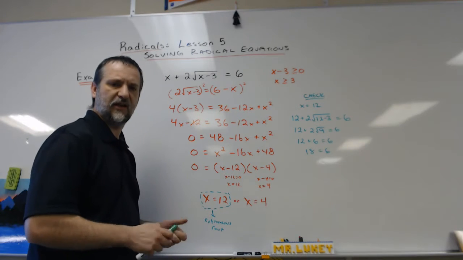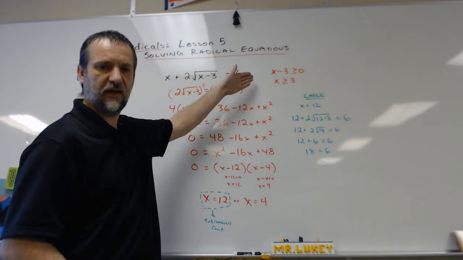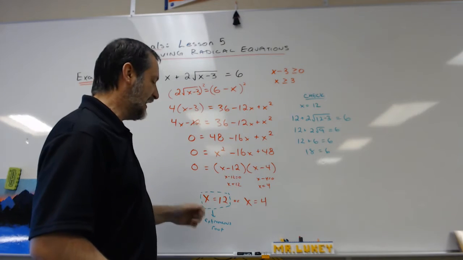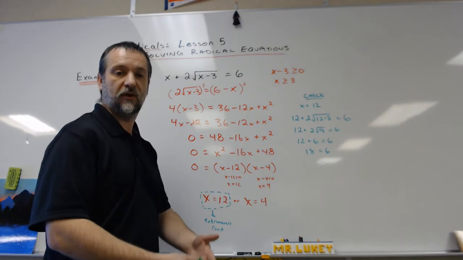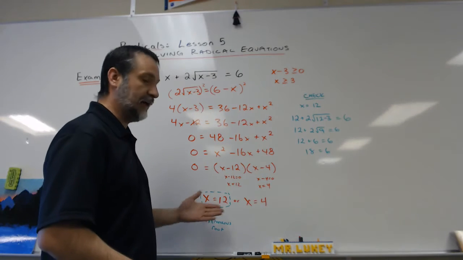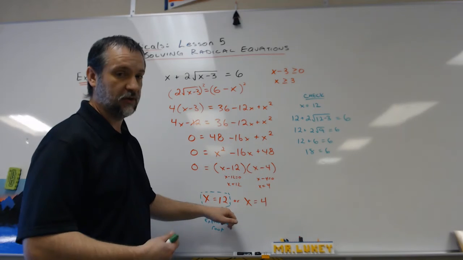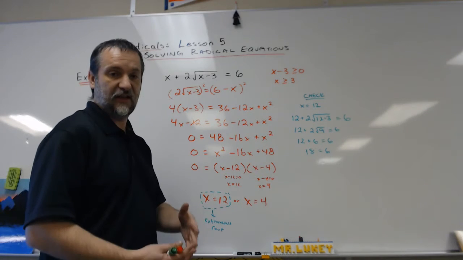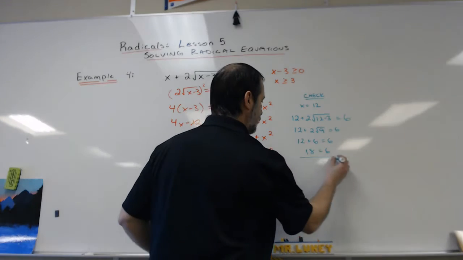And I guess one thing I could have done as well, because I did the restrictions, I should have checked that first thing, right? X is greater than or equal to 3. I got the two possible answers of 12 and 4, which are both greater than 3. So both answers did fit the restrictions. So 12 turned out to be extraneous. Let's see if there's an answer at all, or if 4 works or not. So I'm going to check that one next.